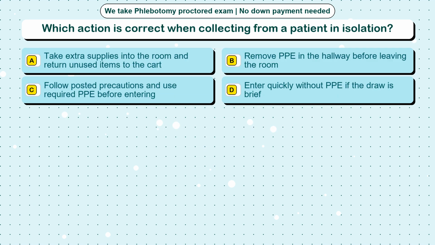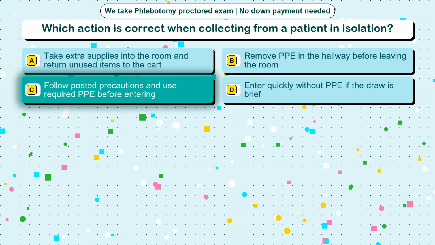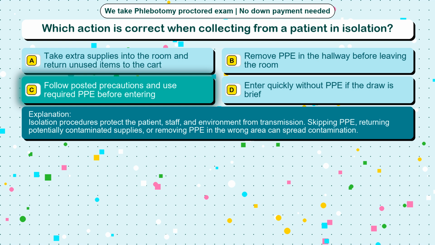Question 32. Which action is correct when collecting from a patient in isolation? Option A. Take extra supplies into the room and return unused items to the cart. Option B. Remove PPE in the hallway before leaving the room. Option C. Follow posted precautions and use required PPE before entering. Option D. Enter quickly without PPE if the draw is brief. The correct answer is option C. Follow posted precautions and use required PPE before entering. Isolation procedures protect the patient, staff, and environment from transmission. Skipping PPE, returning potentially contaminated supplies, or removing PPE in the wrong area can spread contamination.